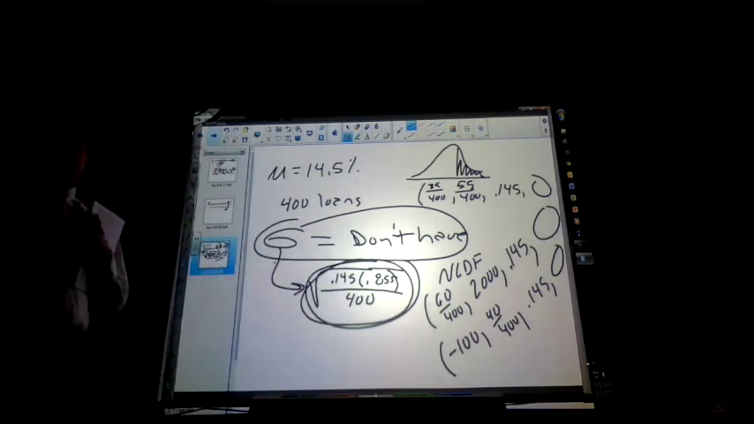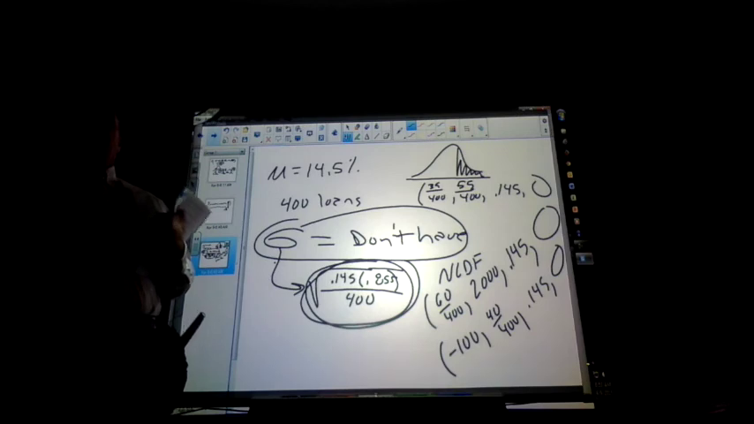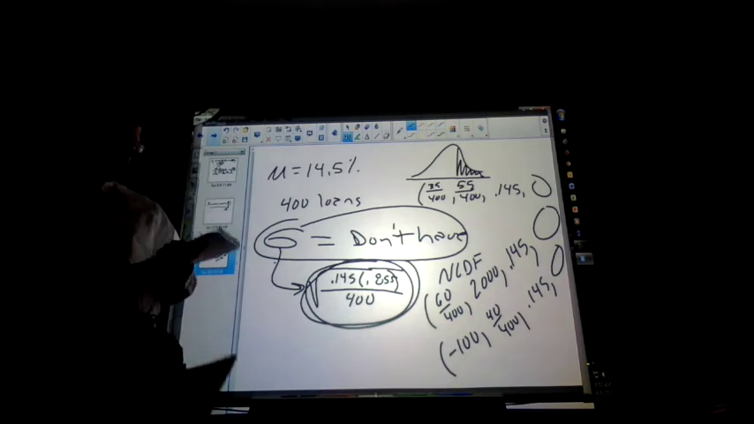Wait, but whenever you use what you got, would you never use your standard deviation then in those problems? Because I thought you did. Oh, that's what that square root is. Never mind, sorry. Standard errors.